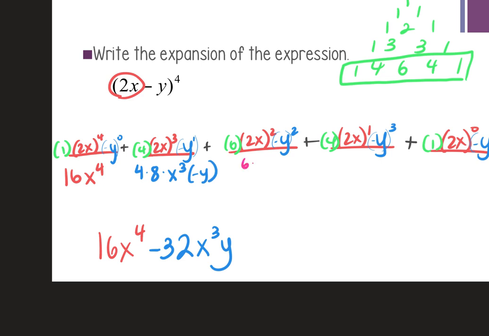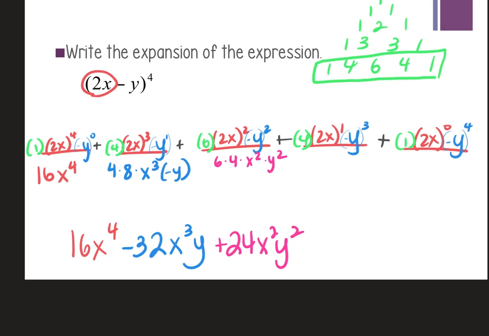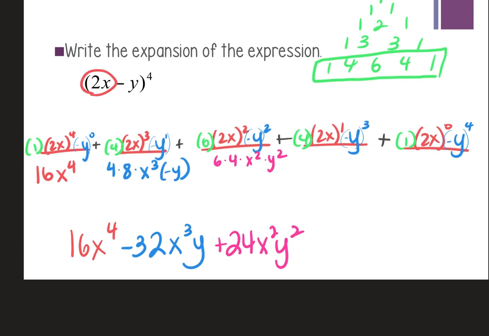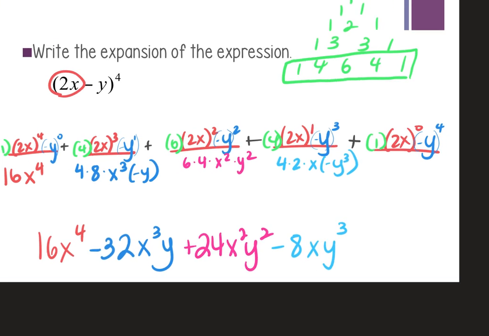Then I go 6 times 4 times x squared times y squared. The negative's going to go away. 24x squared, y squared. Then I go 4 times 2 times x times a negative y to the third. Negative 8x y to the third. And then 1 times 4 y to the fourth.